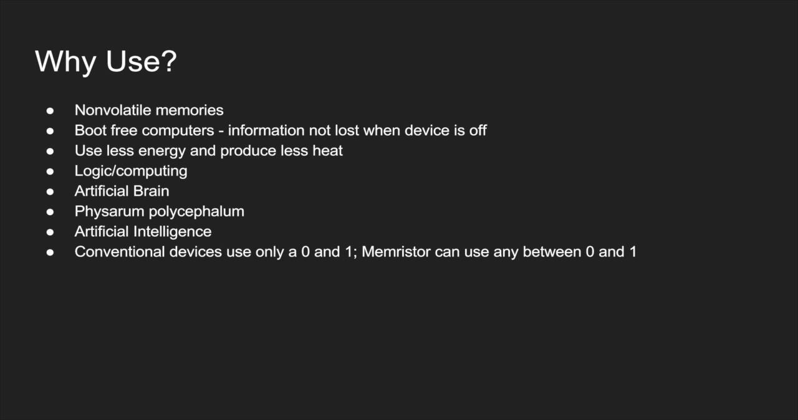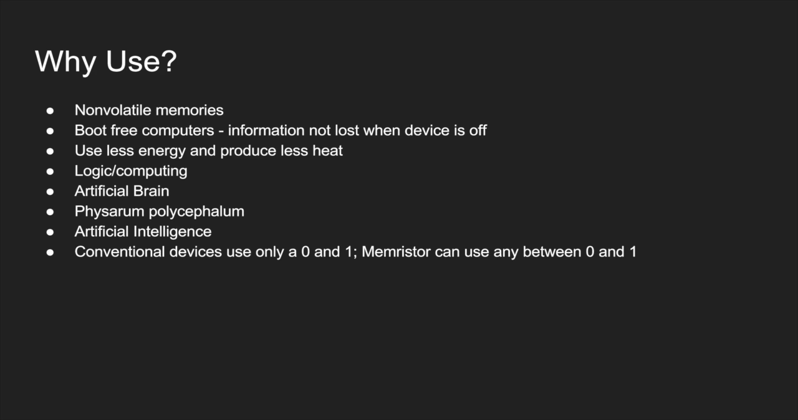Now, why use a memristor? What is the motivation to develop this technology? Well, one, it's non-volatile, like we had stated previously, so you do not need constant charge. This would mean computers could shut down and start right back up from where they left off. They use less energy and produce less heat, and it would allow for the logic and computing to be done at the bit level. Memristors could represent an artificial brain.